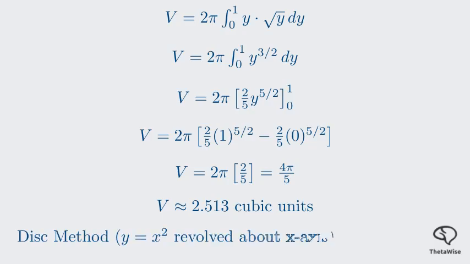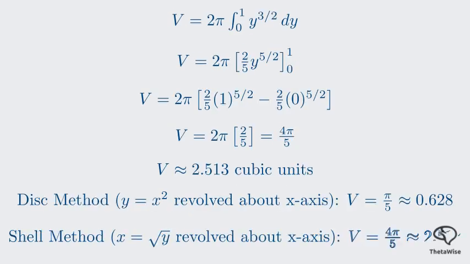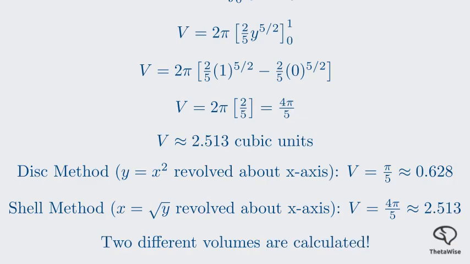The disk method correctly calculated the volume of the solid of revolution, which is the volume enclosed by rotating the area under y equals x squared around the x-axis. The shell method, on the other hand, calculated the volume of the area enclosed by rotating the curve x equals y squared, the y-axis, and the line y equals 1 around the x-axis. These are two different areas, generating two different volumes. This is a critical point of confusion for many students. Always draw your diagram to see which area is being revolved.